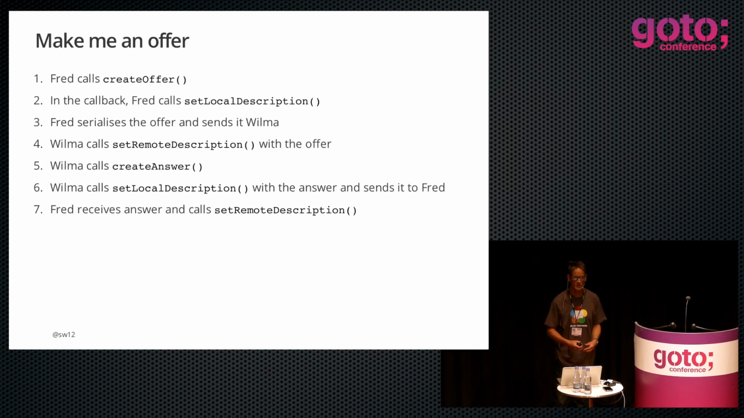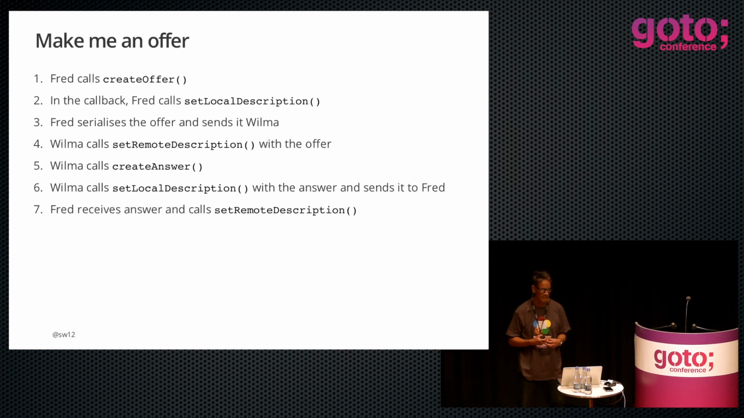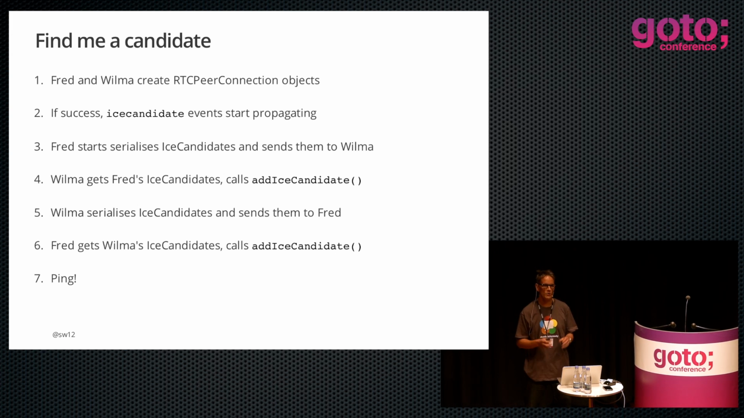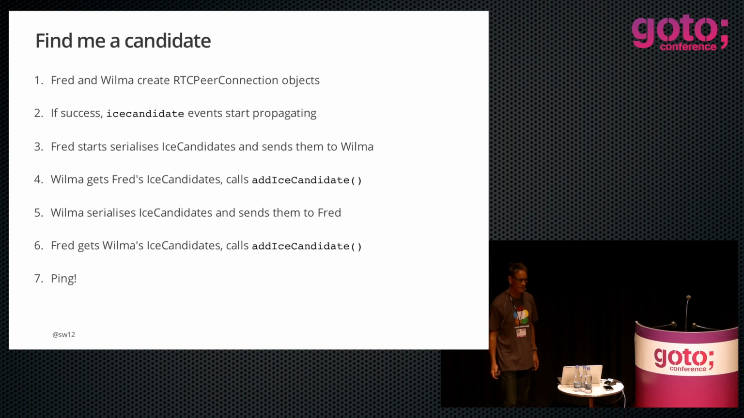There's a similar process which happens around the same time of finding network information. The way this works is that Fred and Wilma create their RTCPeerConnection objects. If that's successful, the ICE candidate events start propagating. And in an ICE candidate event, you can get these things called candidates, which are information about how that peer can be contacted. In other words, an external IP and port by which the host device for that app can be contacted. So Fred and Wilma both get these candidates and then they start firing them at each other. And when they receive them, they use addIceCandidate to give that information to RTCPeerConnection. This way, they're exchanging network information in order to be able to set up the call.